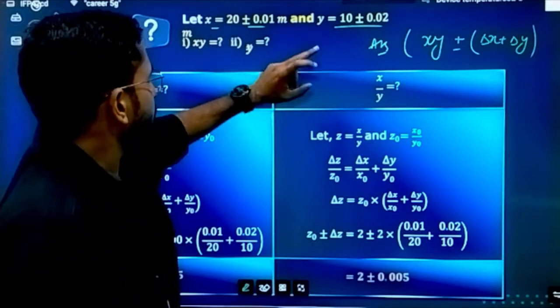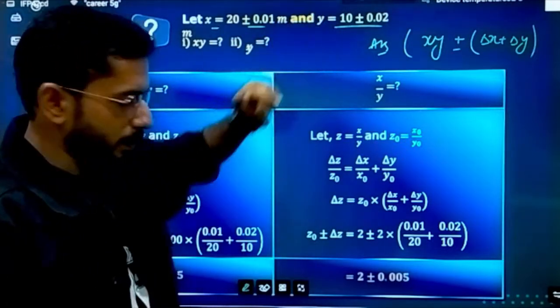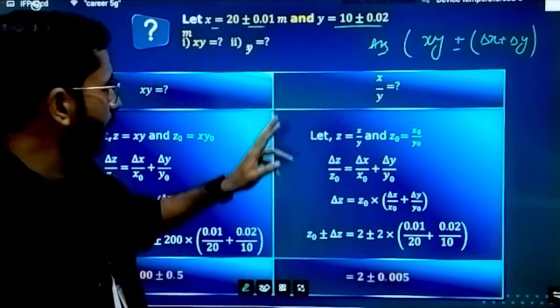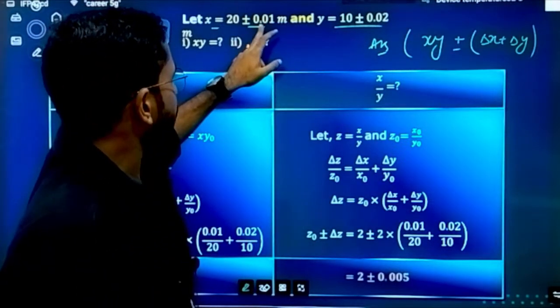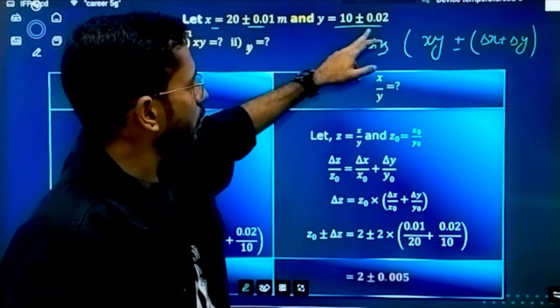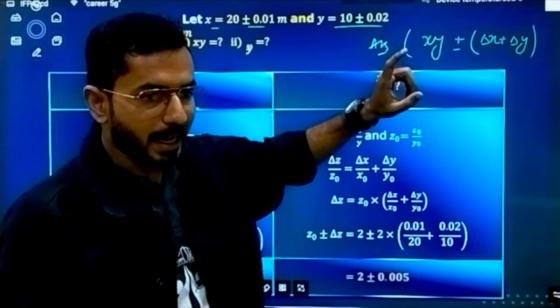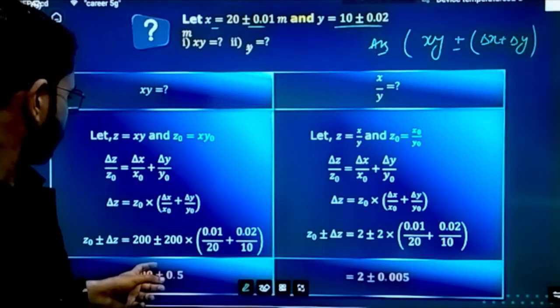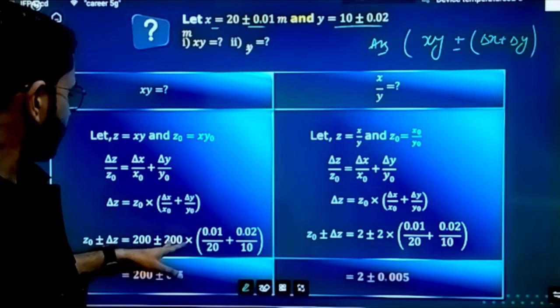Check it. X into y, 20 into 10, that means it will become 200. And add up the errors. When you add, it is 0.01 plus 0.02. That means the final answer will be how much? 0.03. Sorry, fractional errors are represented here.